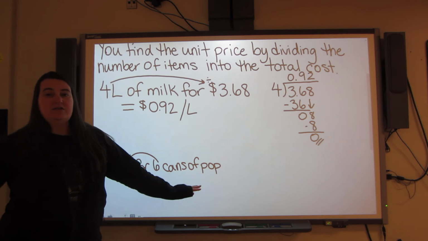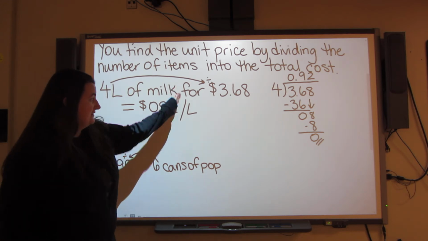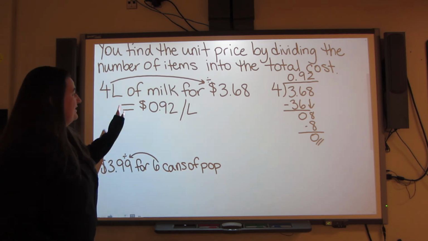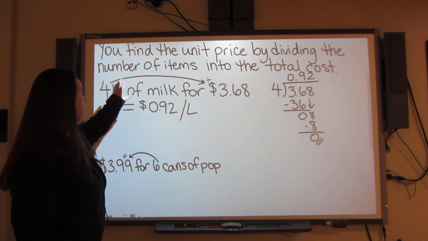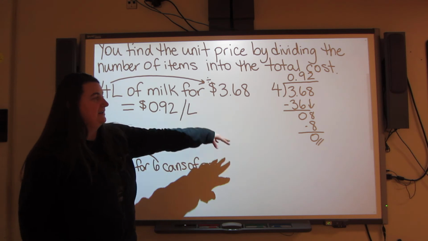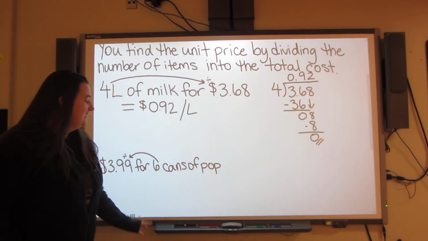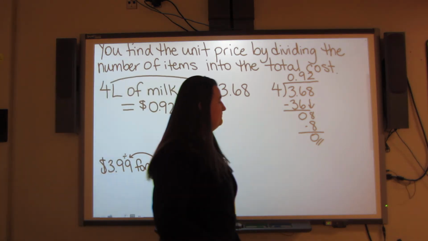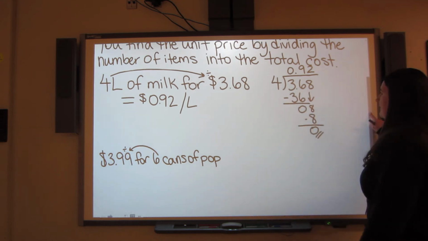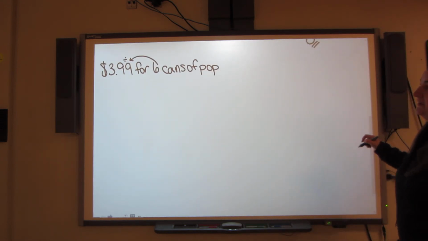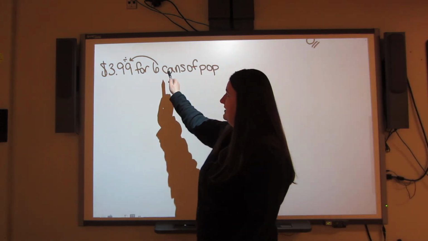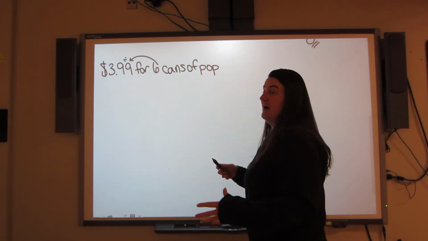Just like we did with unit rate yesterday, you're going to use your slash, your per. You're going to have the amount of money per whatever unit you're dividing into your total cost. So let's do the next one. Now this one is $3.99 for 6 cans of pop. So I have to take my 6 and divide it into my total cost.